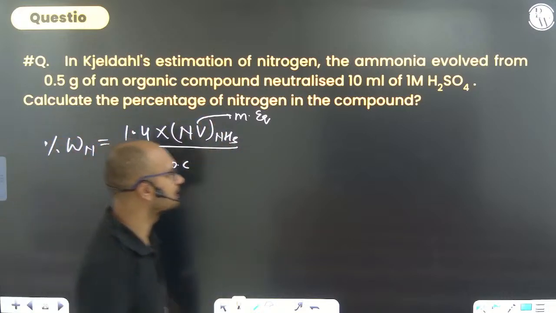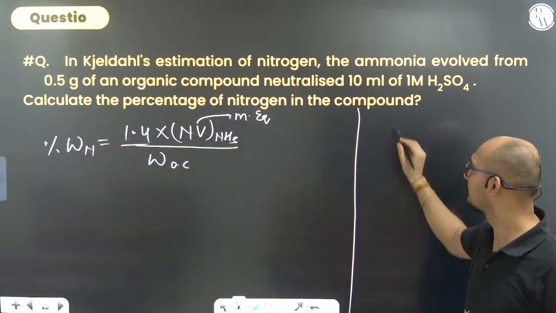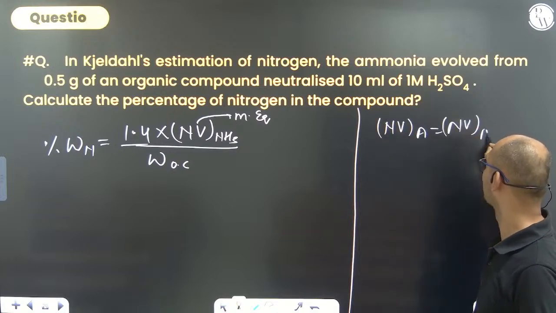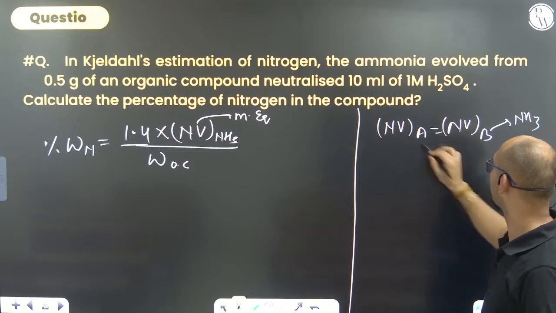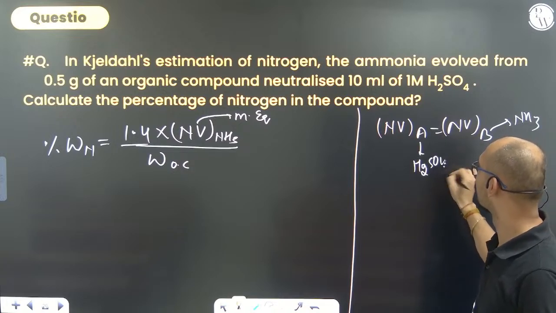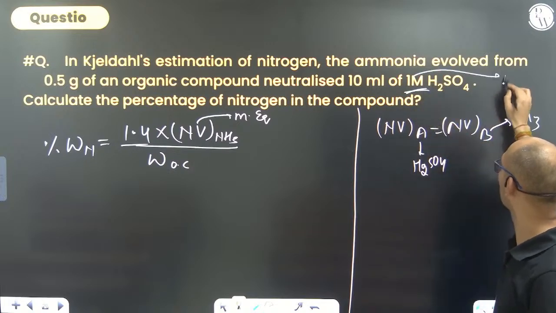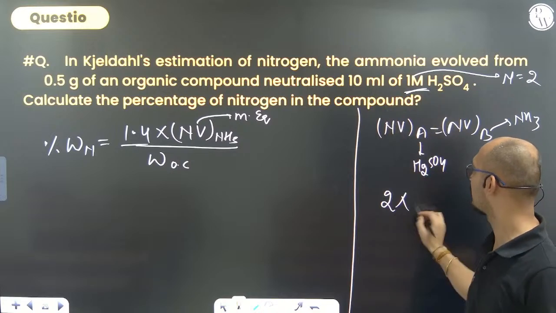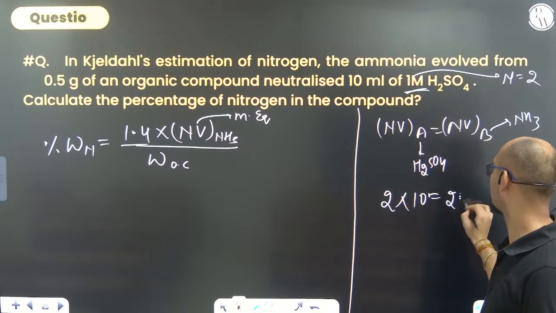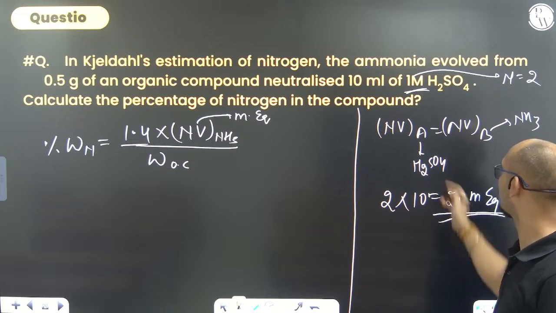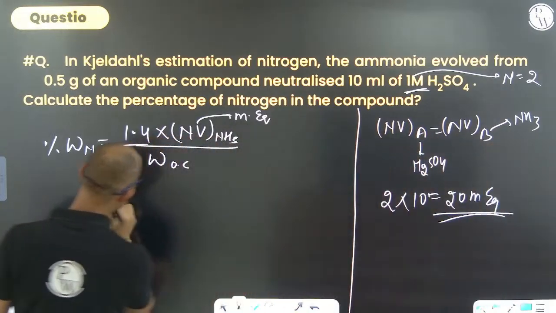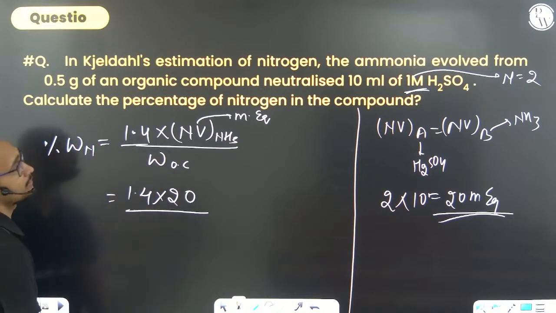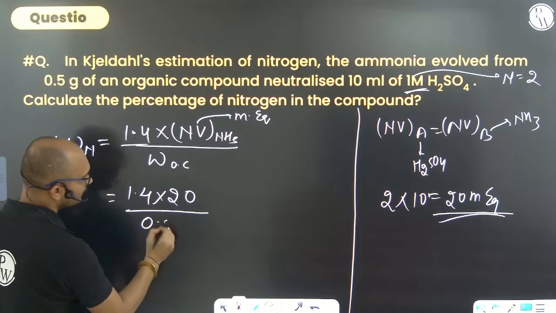NV of ammonia will be whatever ammonia is being used, because we know that NV of acid should be equal to NV of base, and here the base is ammonia, and the acid used is H2SO4. Can you see the molarity? Molarity is 1, so normality will be 2. So 2 into the volume taken, 10 milliliter, is 20 milli equivalents. NV value is 20. So 1.4 into 20 divided by the mass of organic compound, which is given as 0.5.